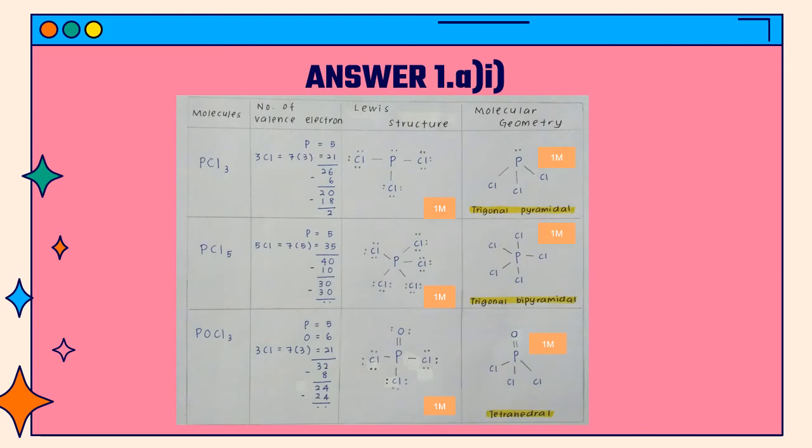Okay, for this question, you guys can construct a table to isolate these three molecules. Before we draw a Lewis structure, we need to calculate the number of valence electrons. But if you guys don't want to put it in the table also can, because this doesn't have any mark. Okay, first we start with PCl3.